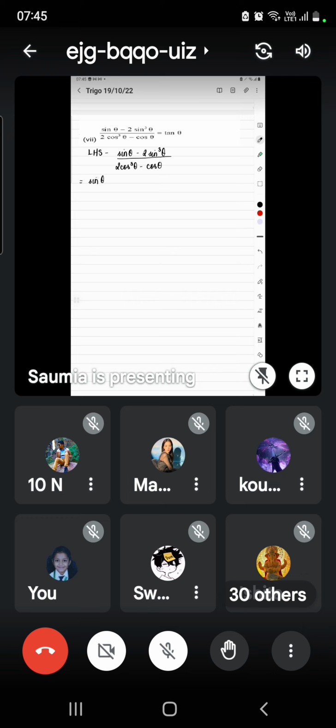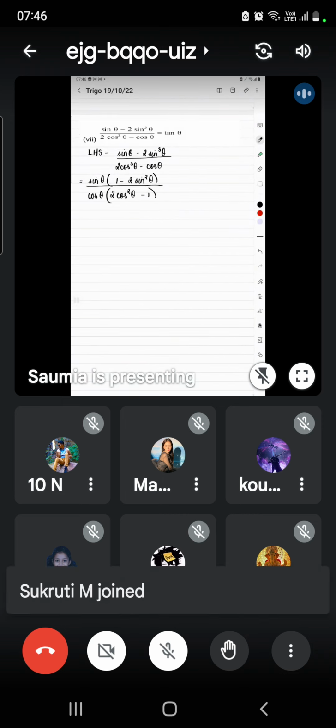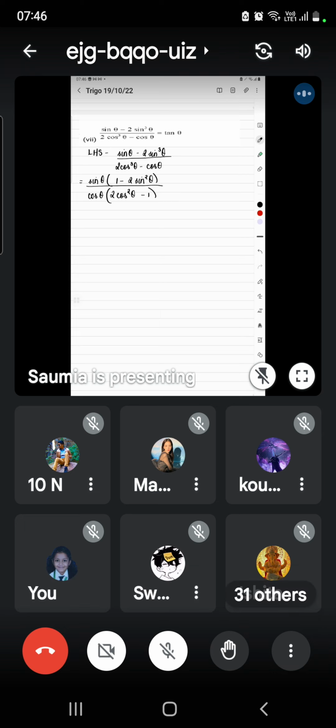Now, let's take sine theta common in the numerator. So you will get 1 minus 2 sine square theta. And here you're taking cos theta common. So you will get 2 cos square theta minus 1. From here, what do we do? See, part of our answer is already there. We want tan theta, right? What is tan theta? Sin theta by cos theta, which we have already got here. So in short, this bracket and this bracket should somehow get cancelled, right?